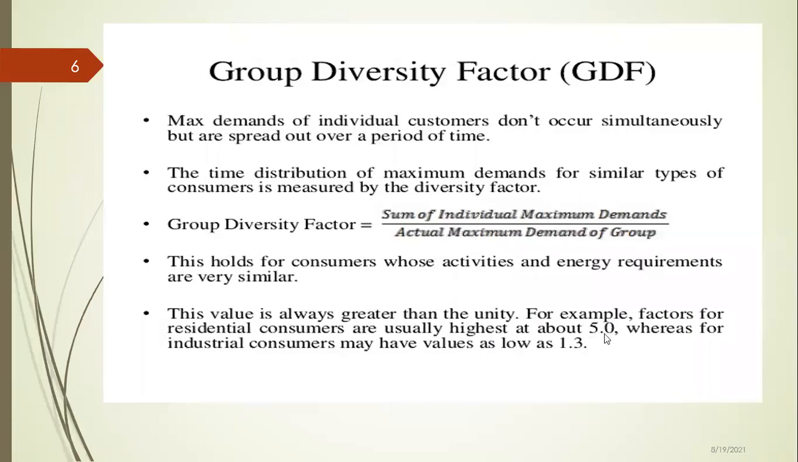Sometimes it even comes out this high, okay. But for industrial consumers, it is as low as 1.3. Almost it comes out to be this value. Okay, so this is about the group diversity factor.